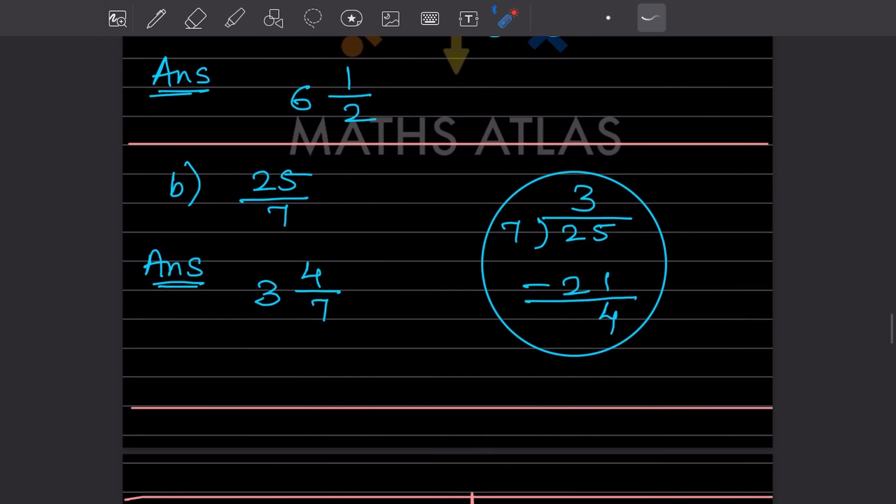25 by 7, again you will divide it. So what do you get here? 7 3s are 21. Your remainder is 4 and here 7. So these 3 will go here. 4 by 7.